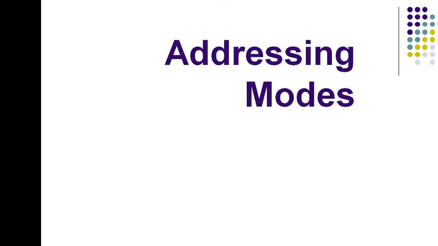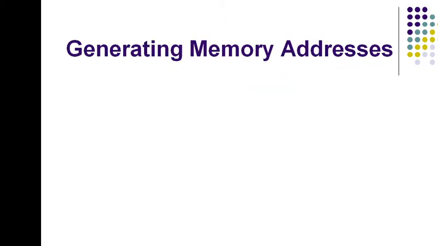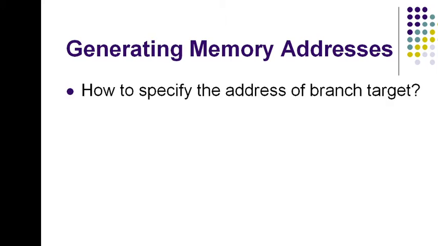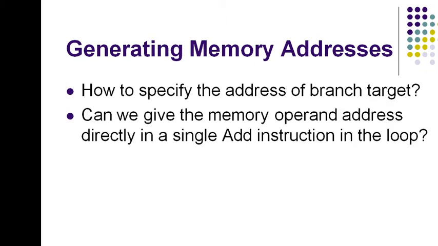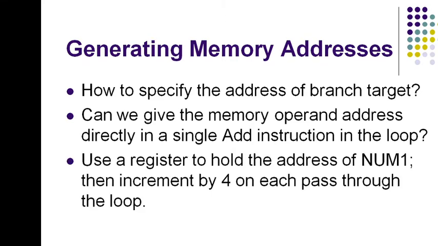Now let us understand generating memory addresses. Some questions arise, like how to specify the address of a branch target, and can we give the memory operand address directly in a single add instruction in the loop, or use a register to hold the address of num1 location and then increment it by 4 on each pass through the loop. Can we do these things?